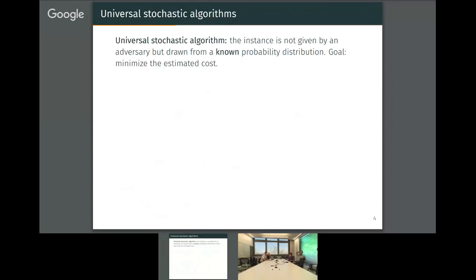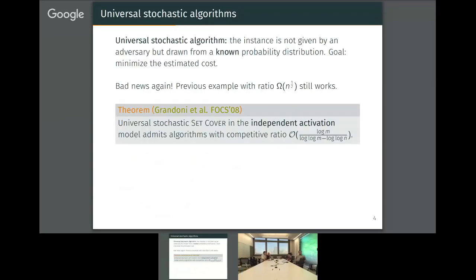And some idea is to make the adversary a little weaker. So one might consider a model where the scenario is drawn with a probability distribution that the algorithm knows in advance, and we want to minimize the expected cost of such a solution. And here, if we analyze the previous example more carefully, you can see that you could still get this square root of n lower bound also in this model. But you want to minimize the expected cost, right? Yes.